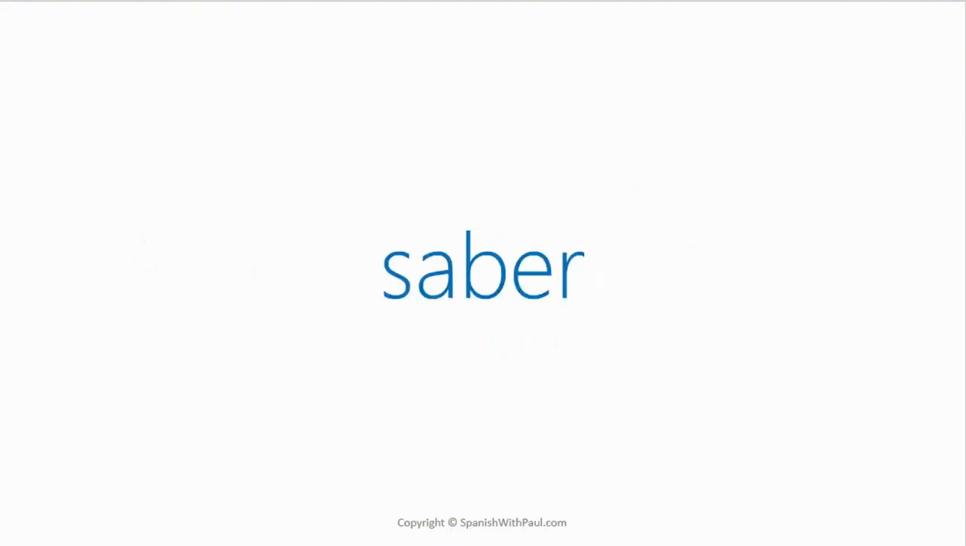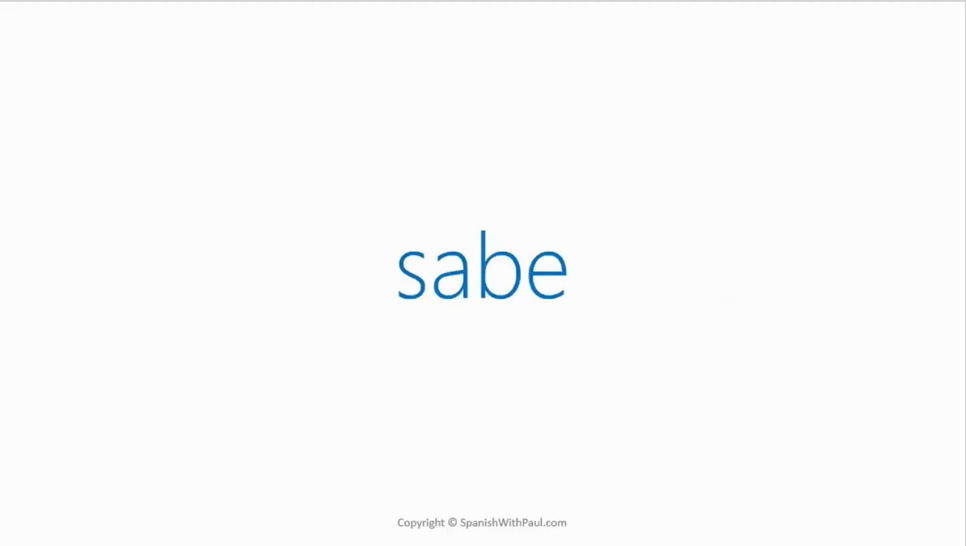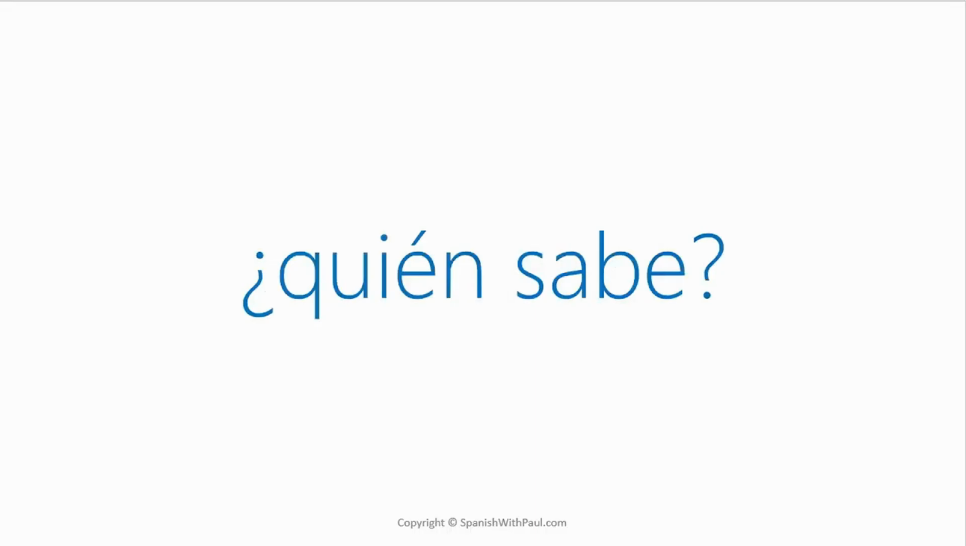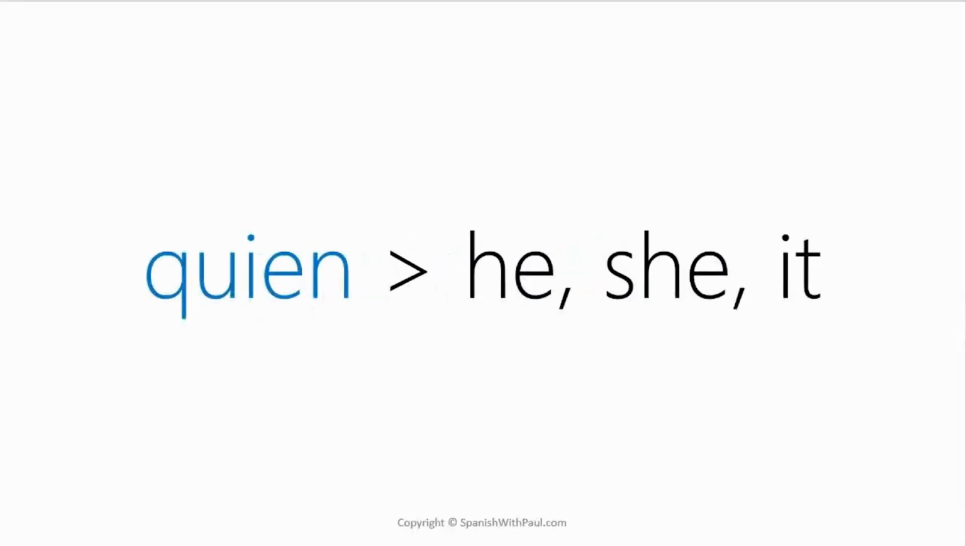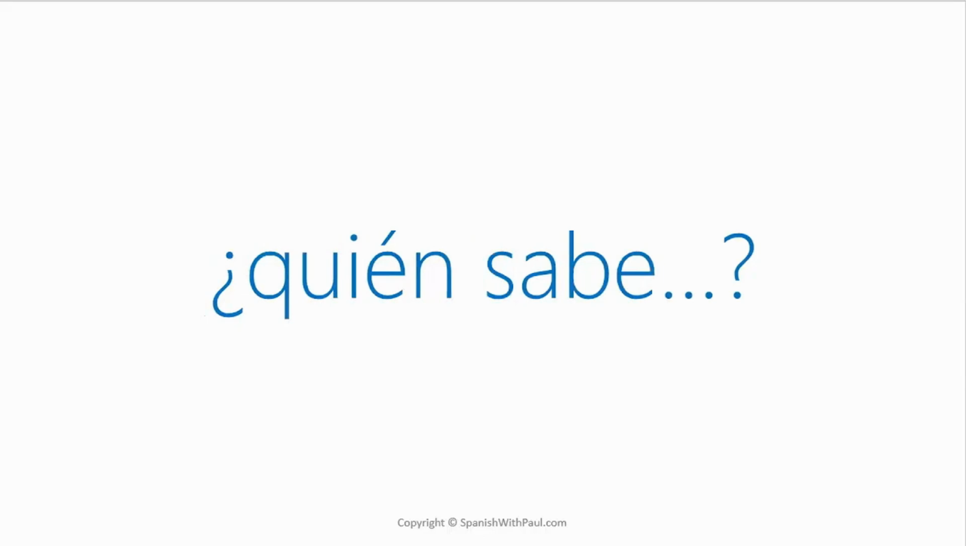What's the verb to know? Saber. And what is he, she, or it knows? Sabe. How would you say, who knows? ¿Quién sabe? So this is an important first point. When you're using the word quién, very often it will partner with the verb angle of he, she, and it. So you'll have quién habla, quién sabe, and so forth.